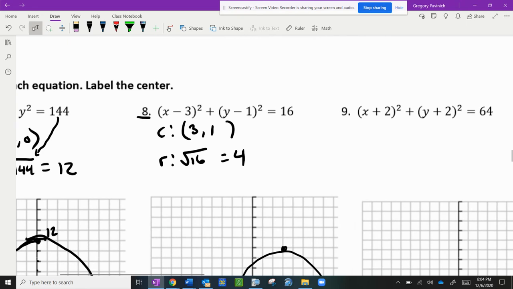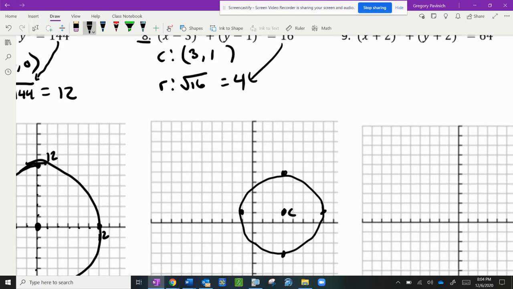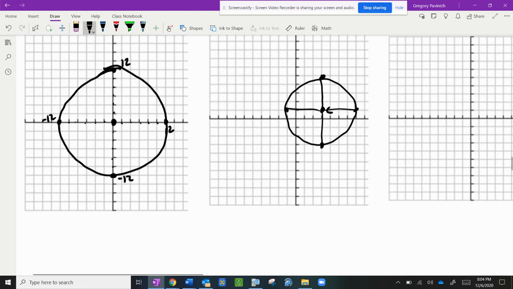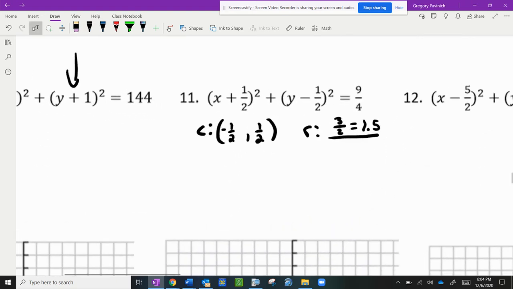My next one, number 8, remember these are opposite signs again. So (3, 1) is my circle center, and the square root of 16 is 4. So I graphed (3, 1) for my center, and I just went up 4, left 4, right 4, down 4, and did the best I can to draw a circle. It's not always the easiest, but it's not about the shape of your circle. It's just about whether you got the points correct. And that was like number 11.